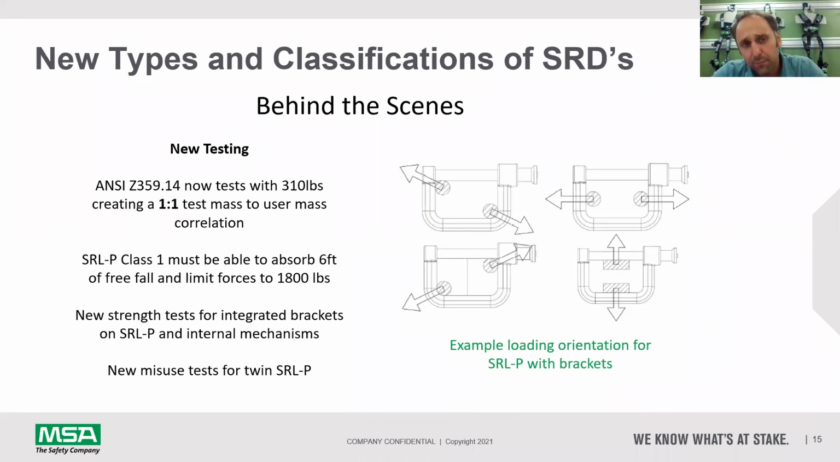ANSI in the previous revision used a 1 to 1.1, so it was close. It was 282 pounds to represent 310 pounds. For clarity, and to improve overall safety margins, it was agreed upon that we should just go 1-to-1. And so now, with those tests you saw on the previous slide with that overhead view, we are testing a 310-pound mass over the edge.